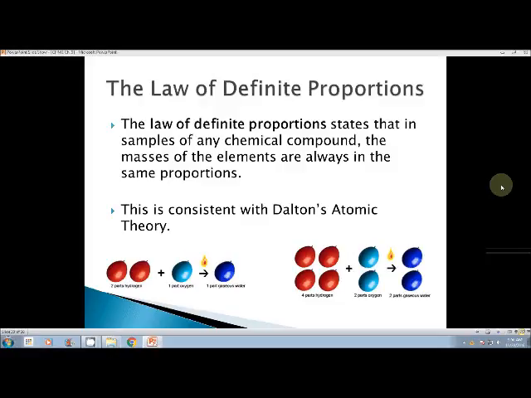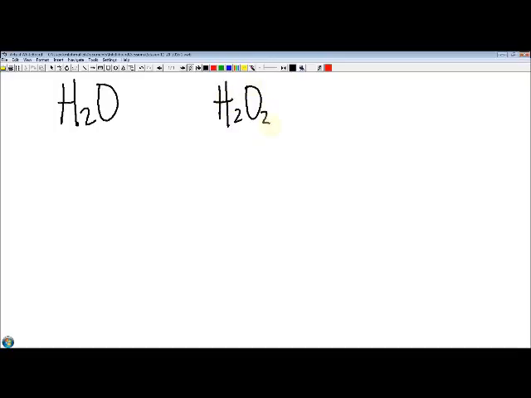Definite proportions tells us that the chemical formula of something always is the same. So, like, for example, water, we know is H2O. 2 hydrogens for 1 oxygen, there you go. We know that water can't be H2O2, because H2O2 is hydrogen peroxide, and it doesn't have the correct number of hydrogens to the number of oxygens for the formula. We know that it can't be HO, because that is hydroxide.